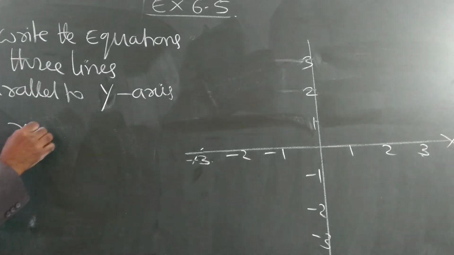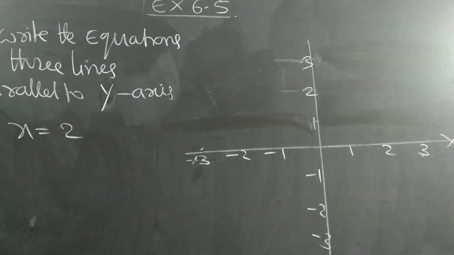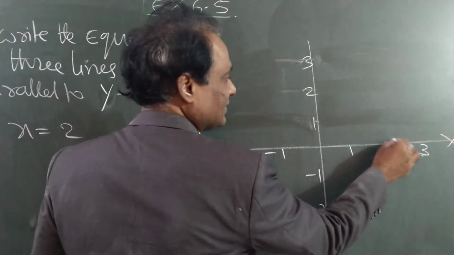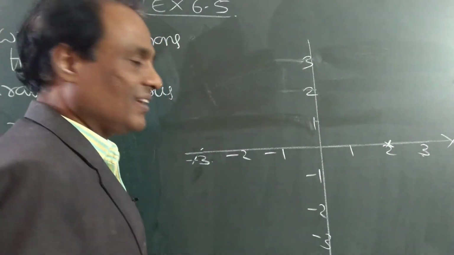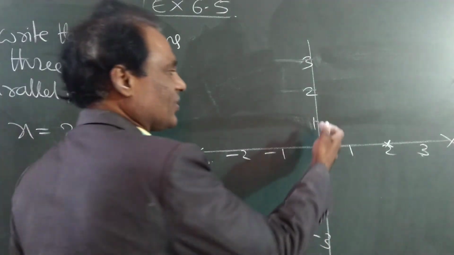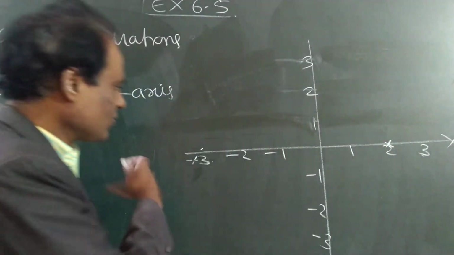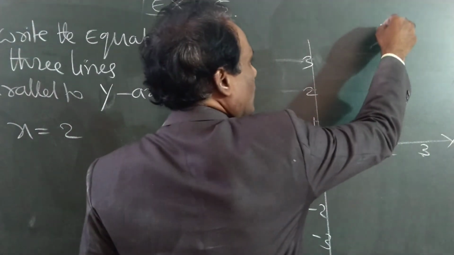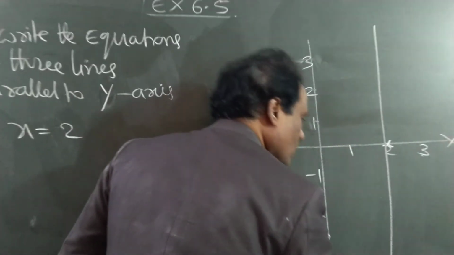Suppose x is equal to 2 line. How to draw this x is equal to 2? We have drawn many lines. X is equal to 2. See, x value 2. Every time x is 2 only. If you take y is equal to 1, x is 2 only. X is always 2. So x is equal to any number will be parallel to the y-axis.